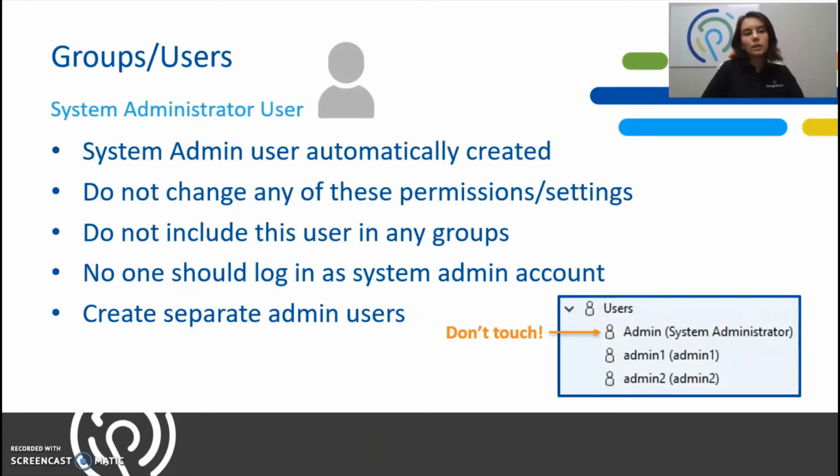When we create a vault, it's going to automatically add a system administrator profile, and we want to leave that alone. You don't want to change any of the permissions or settings, and you want to make sure that you don't include this user in any of your groups, because then that would also change the permissions of that profile. You also want to make sure that no one logs in as this profile account. If you do want to have other separate admin users, make sure you create those separately as shown in the photo and assign those to a separate administrator group.